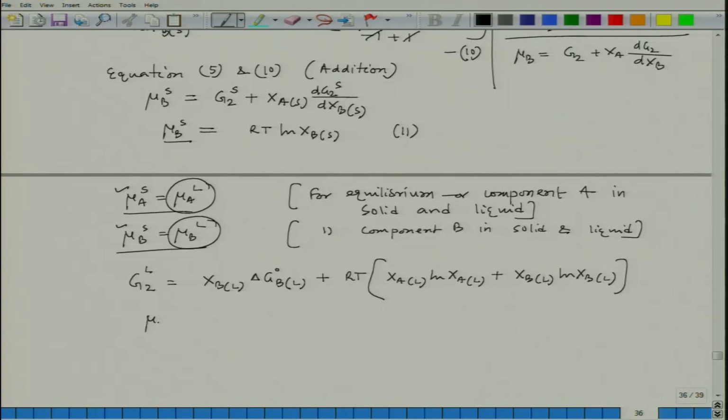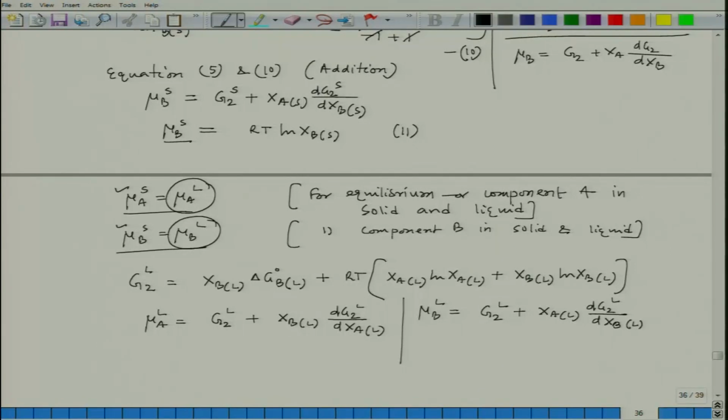In case of mu A, which is nothing but G2L plus XB liquid dG2L by dXA L, whereas in case of mu B liquid it would be G2L plus XAL dG2L by dXBL.